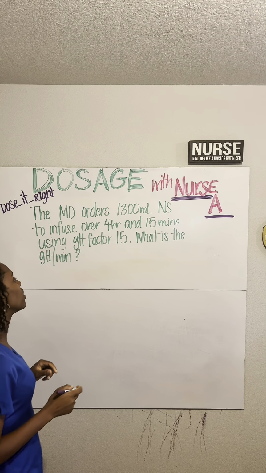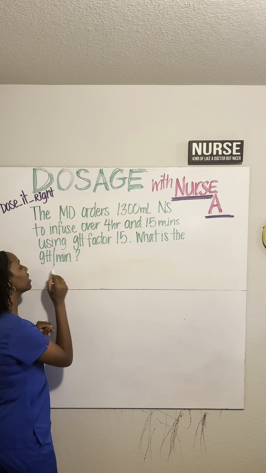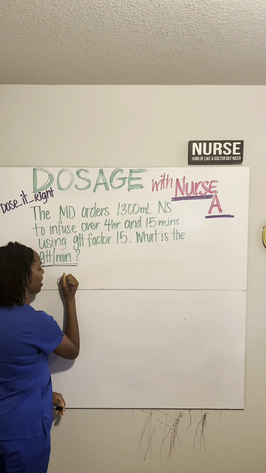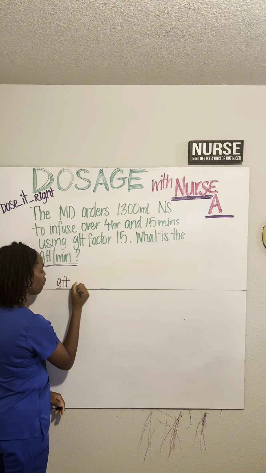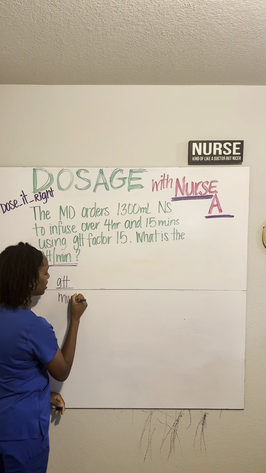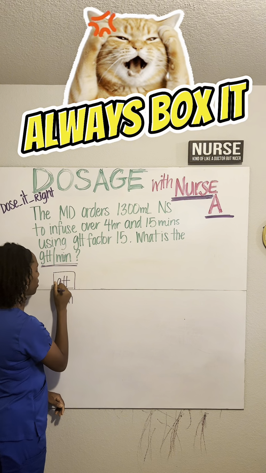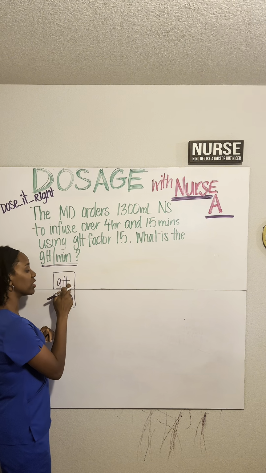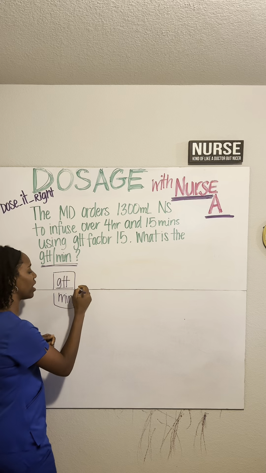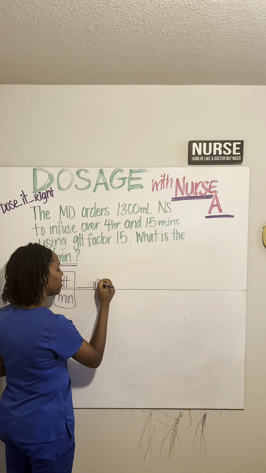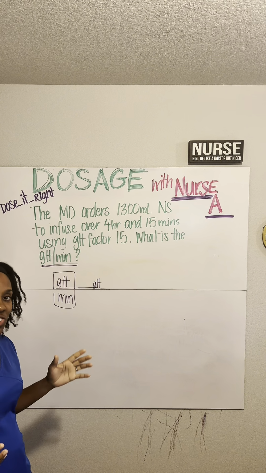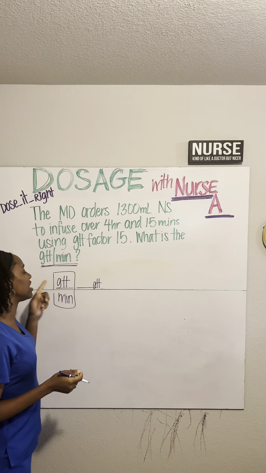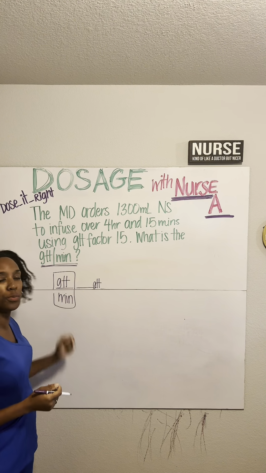All right, so what they're asking here is, what is the GTT per minute, right? So let's go ahead and write that first. GTT over minutes, because that's what they're looking for. Now, if that's written like that, we know that the numerator is drops. So let's put drops on top. And if you've never seen GTT, it stands for drops. So GTT has to go on top because that's our numerator.